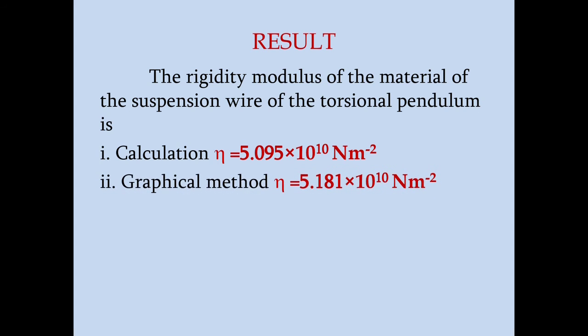Previously, we calculated by the theoretical or calculation method, which gave 5.095 into 10 power 10 Newton per meter square. Here we have done the same by the graphical method and obtained eta equal to 5.181 into 10 power 10. When we compare the values obtained by both methods, calculation and graphical, we can see both answers are almost close, which says we have done the experiment in a correct way.